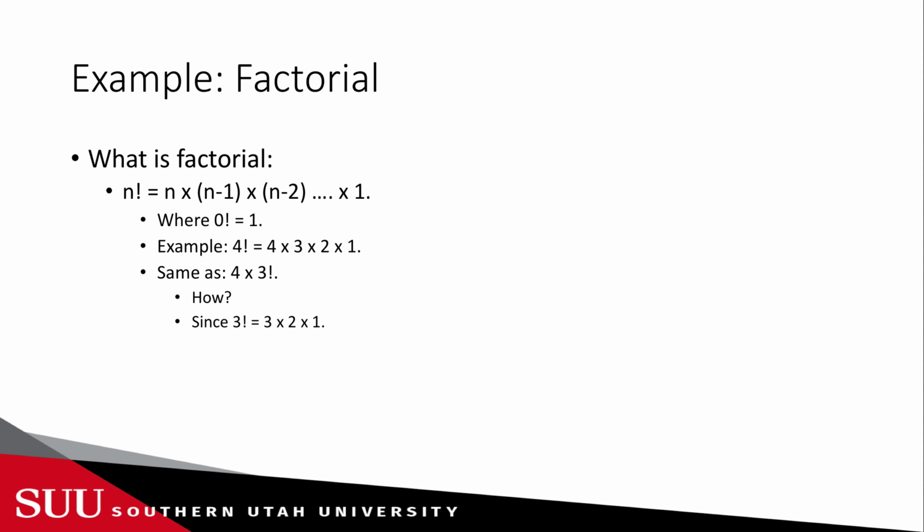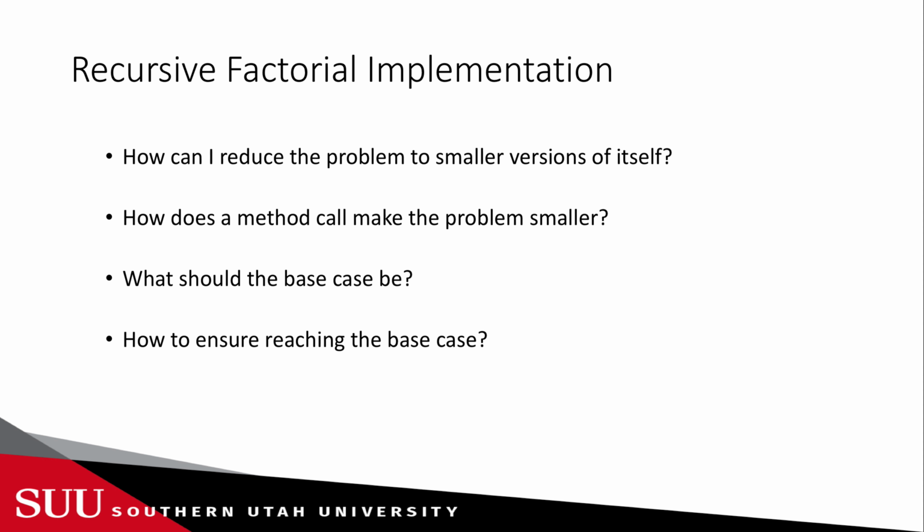3 factorial is nothing but 3 times 2 factorial. 2 factorial is nothing but 2 times 1 factorial. 1 factorial is nothing but 1 times 0 factorial. 0 factorial by definition is 1. Let's go back to our set of questions.